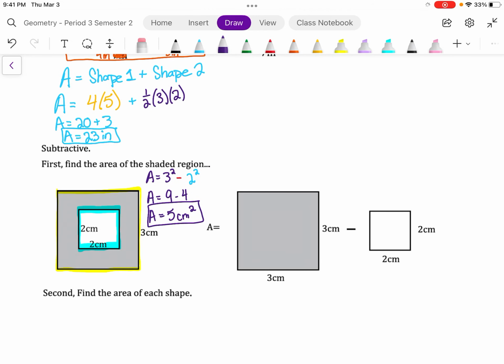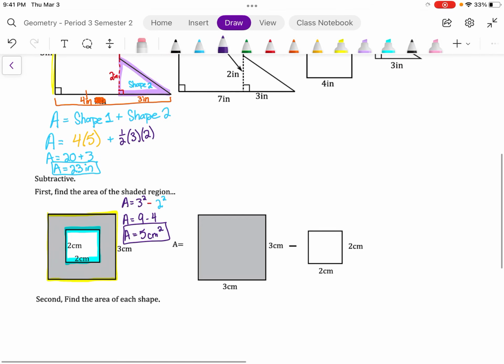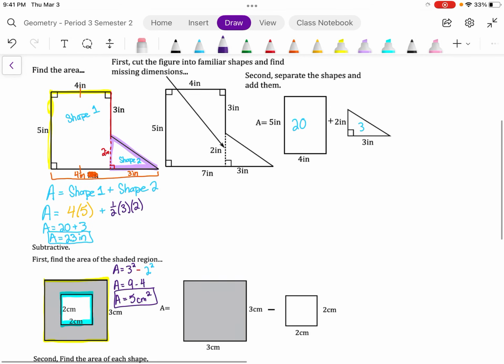These are the things that you're going to be working on today on the homework. If you have any questions, just let me know. And if you get stuck on a problem, feel free to look at the answer key to see how the shape was divided up in order for it to be possible to find the area.